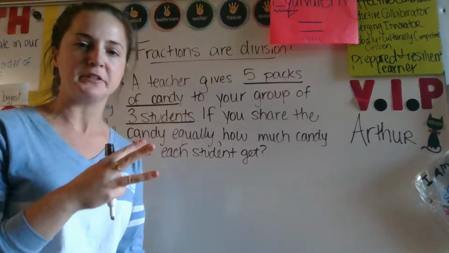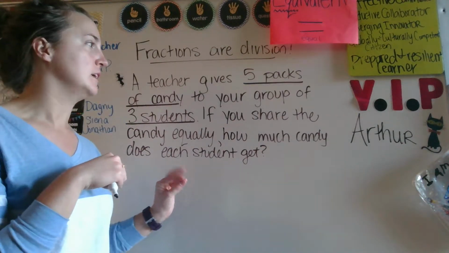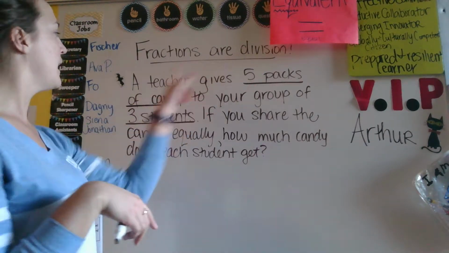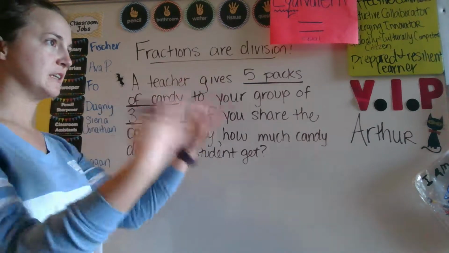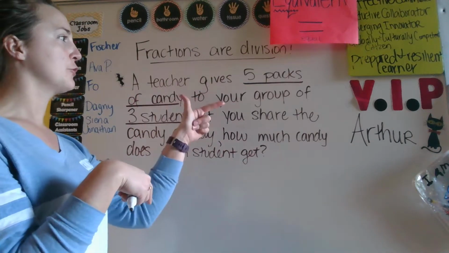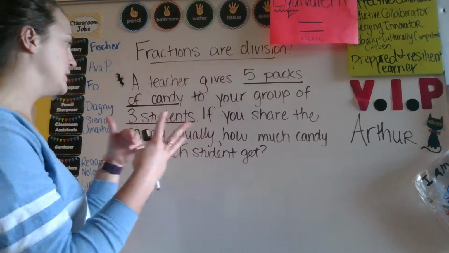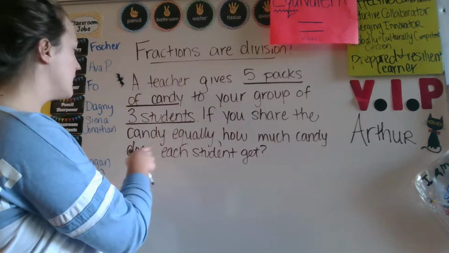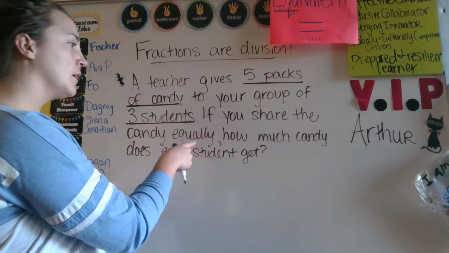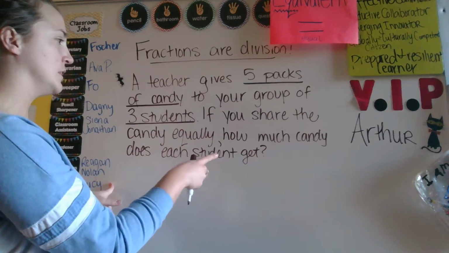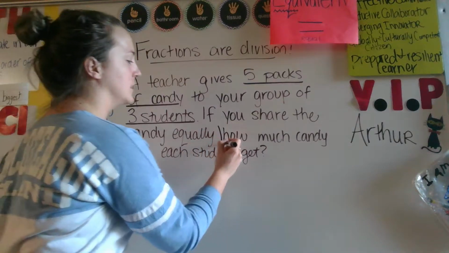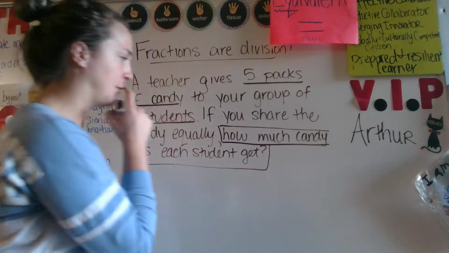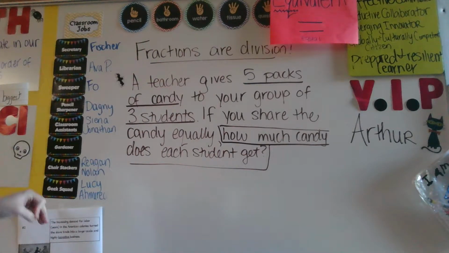I'm going to read it a third time, and this time I'm going to box in the question and check for understanding. A teacher gives 5 packs of candy to your group of 3 students. So that must mean there's 3 students in my group. If you share the candy equally, how much candy does each student get? I'm going to box in how much candy does each student get, because that's what it's asking. And I'm going to check for understanding.